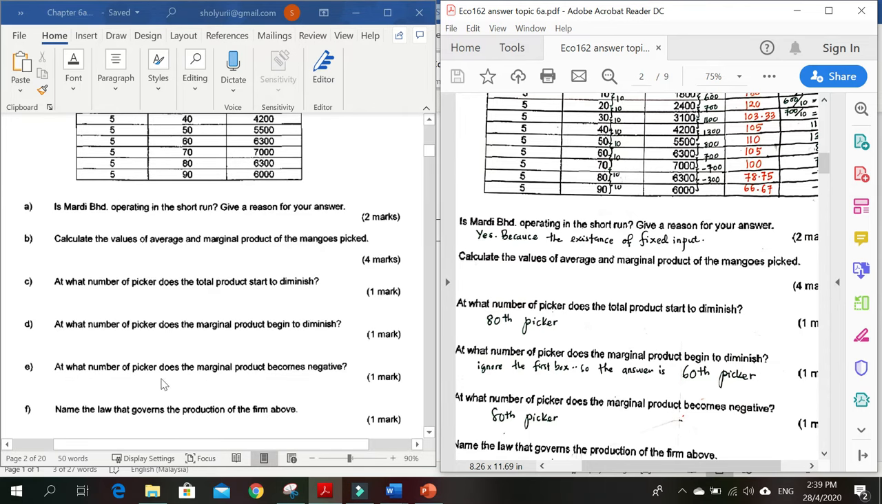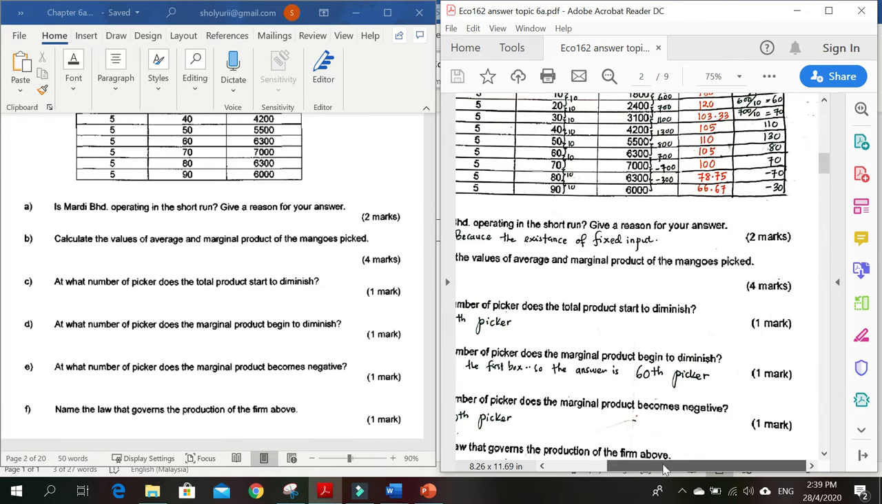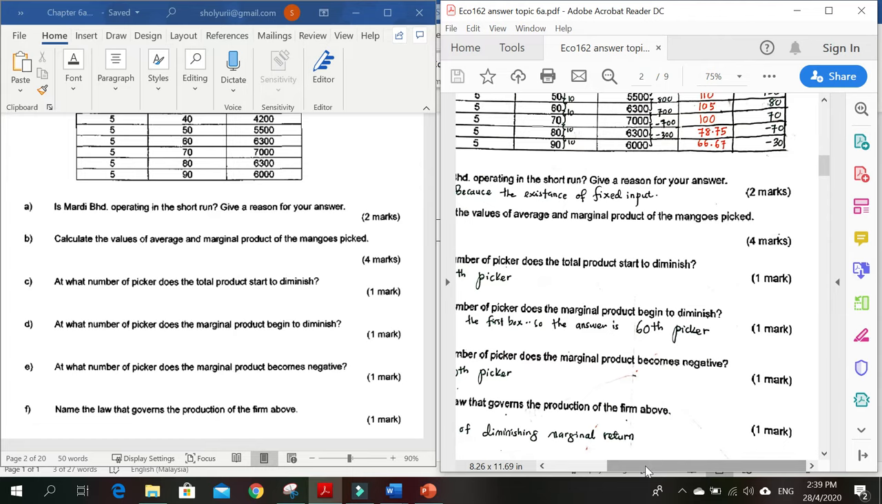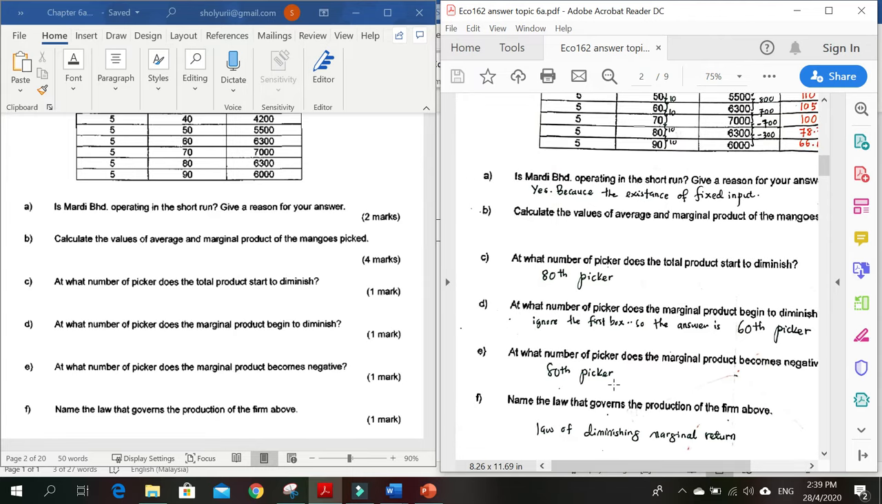At what numbers of pickers does the marginal product become negative? Tengok marginal product becomes negative. Start dia negatif kat sini kan? So pickers dia ke berapa? 80. At the 80th pickers.